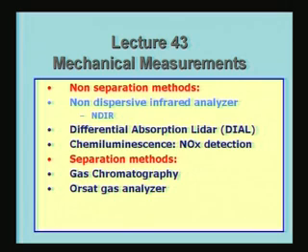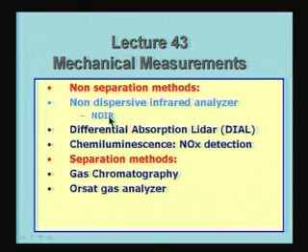So, this will be lecture number 43 on our ongoing series on mechanical measurements. Towards the end of the last lecture, we were looking at measurement of concentration of gases using so-called non-separation methods, and in the previous lecture we already covered the non-dispersive infrared analyzer, which is a very useful instrument used in day-to-day laboratory practice for measuring especially exhaust gases from IC engines. The second one I was trying to describe in some detail was the differential absorption LiDAR.